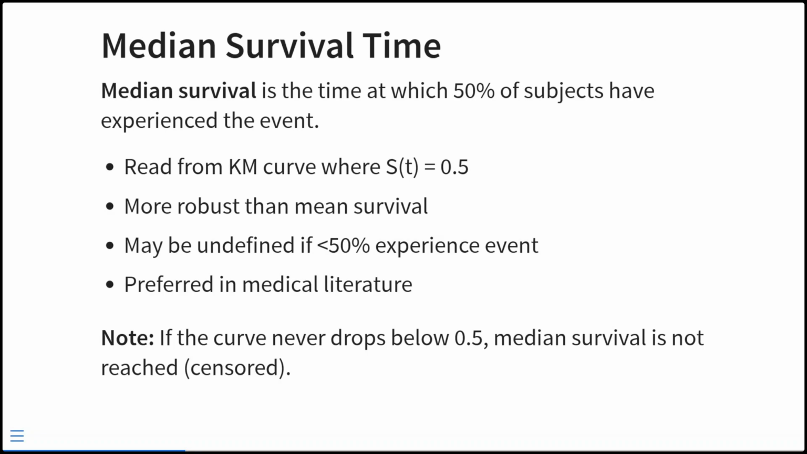So you read it from the KM curve. Where do you have your survival probability to be 0.5? That is your median survival time. It's usually more robust than the mean survival. So instead of taking the mean survival, take the median survival time. It's usually better.